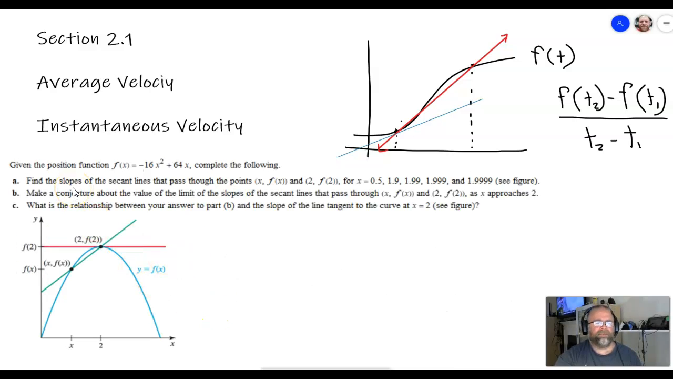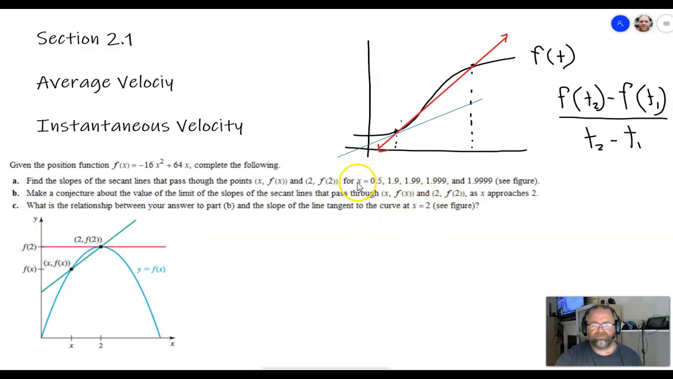Okay, for the next problem, it says given the position function f of x is equal to negative 16x squared plus 64x, complete the following. First, they want us to find the slopes of the secant lines. Remember, the secant lines are the lines that go through 2 points that pass through the points x, f of x. So this is going to be x. Here's f of x right here, and 2, f of 2. So here's 2, and there is f of 2 up there.